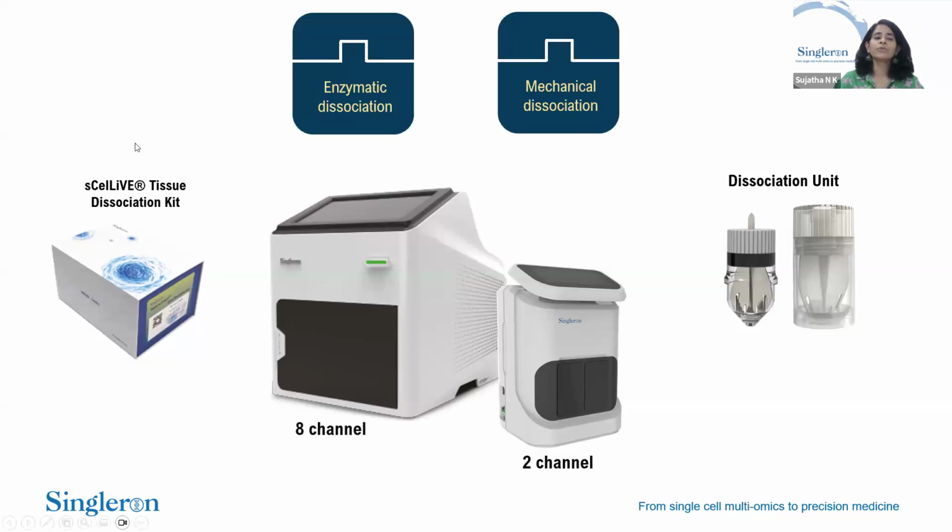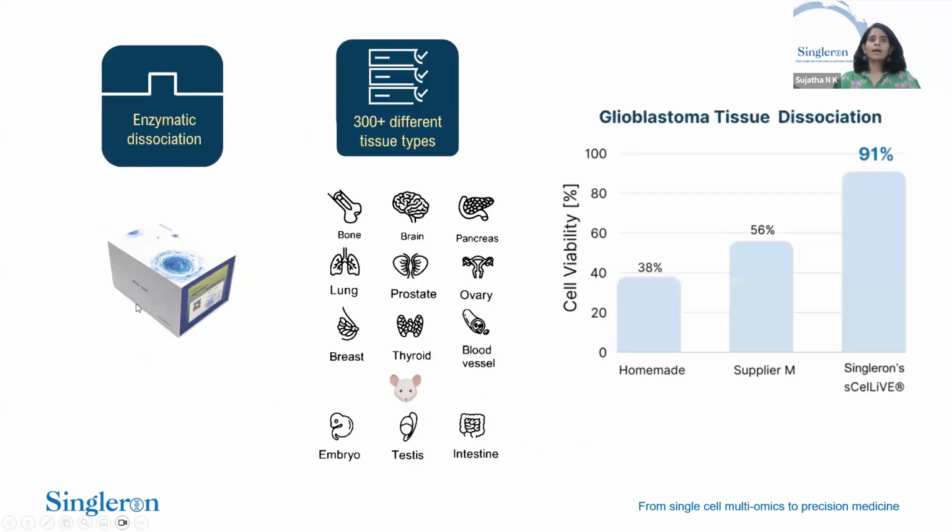dissociation. So you can use our tissue dissociation kit, which is an enzyme that helps with breaking down the tissue, and along with that, use the mechanical dissociation, the Python or Python Junior, along with which comes a dissociation unit, which is a single-use consumable. And our enzyme has been tested on more than 300 different tissue types, not just human, mouse as well.